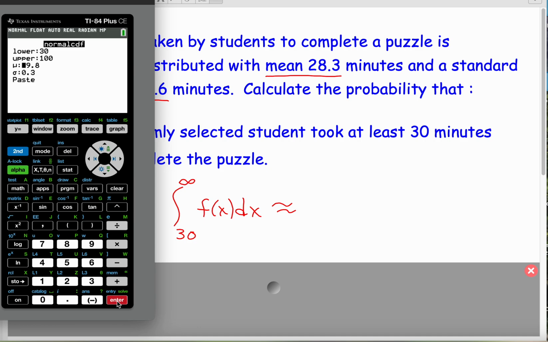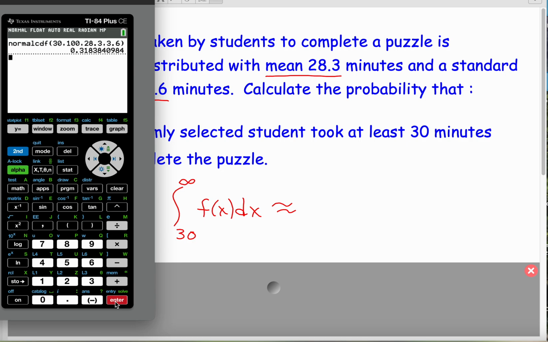My mean was 28.3, and standard deviation was 3.6. So 3 standard deviations here would be 10.8, a little less than 11. And I put in an upper of 100, so I know I'm covered if I only have to worry about 3 decimal places. And so I get 0.318 approximately.